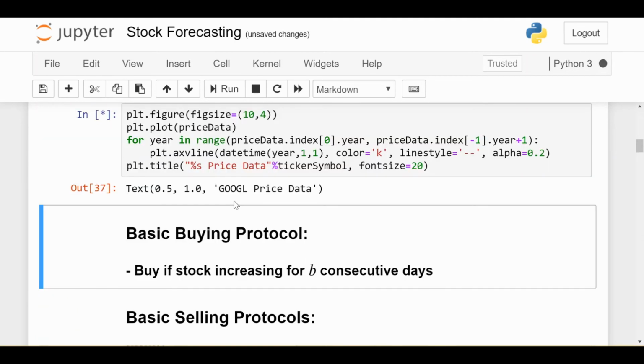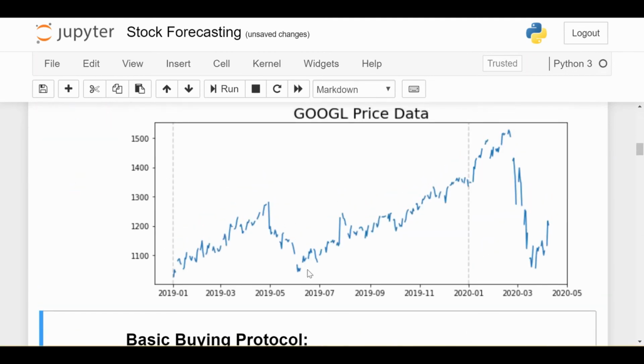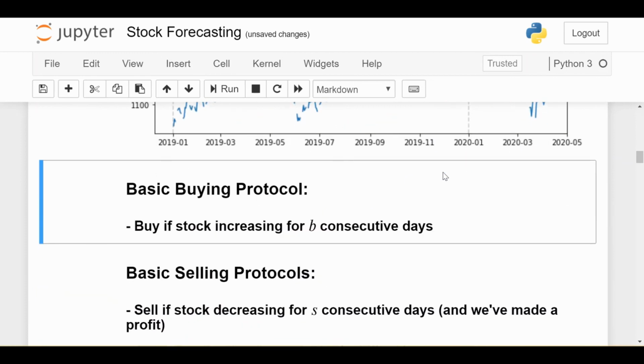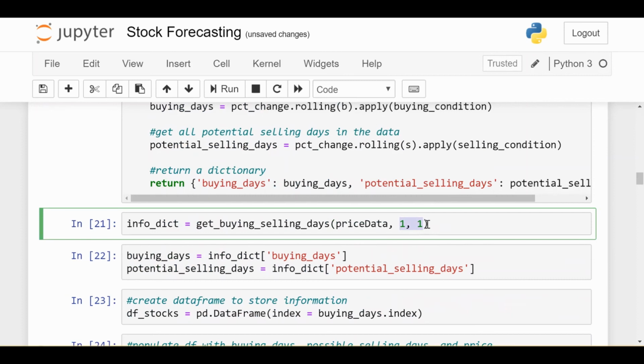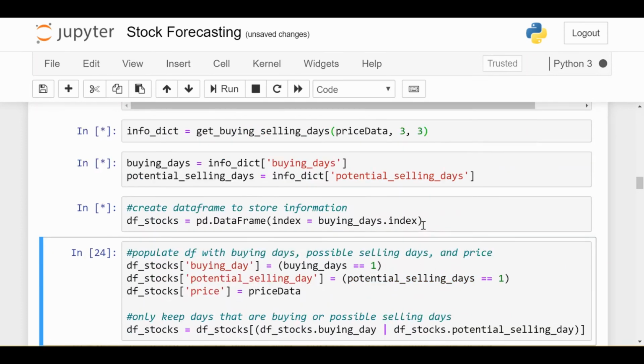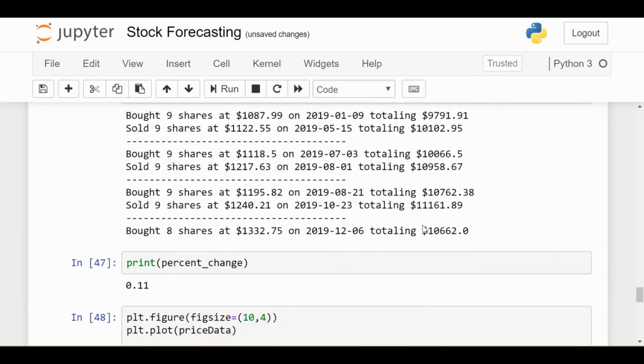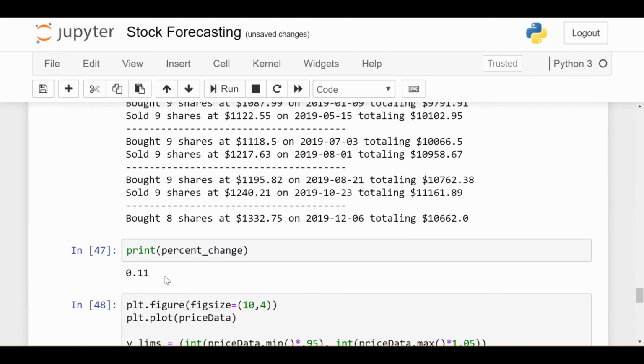So Google stock in the same period looks like this, maybe a little bit more volatile. So let's see what happens at that point. I'm going to set these numbers back to 3 and 3 and see what happens in that case. So if these numbers are 3 and 3, I make a 11% gain in that period.